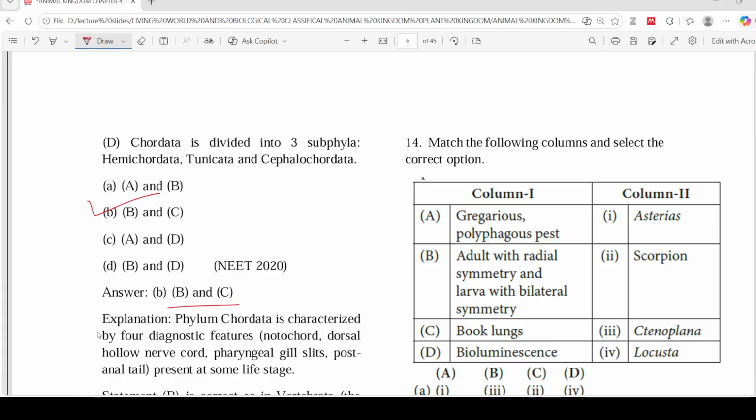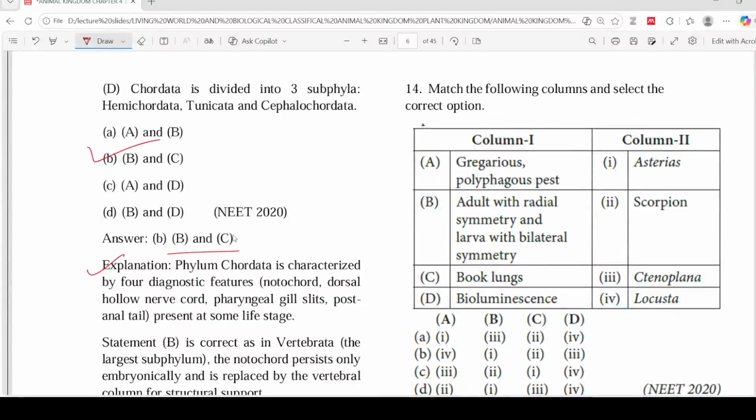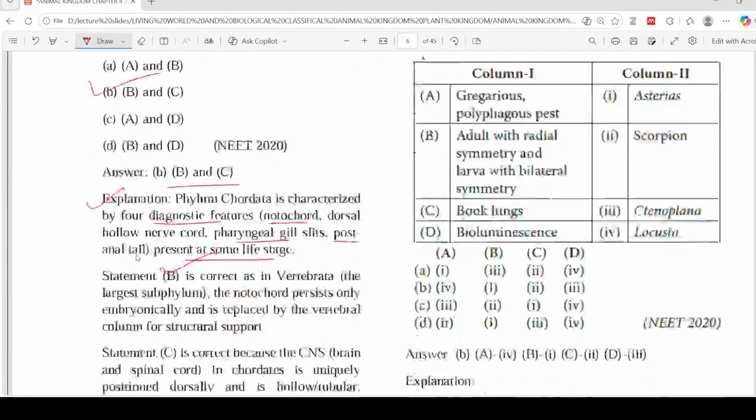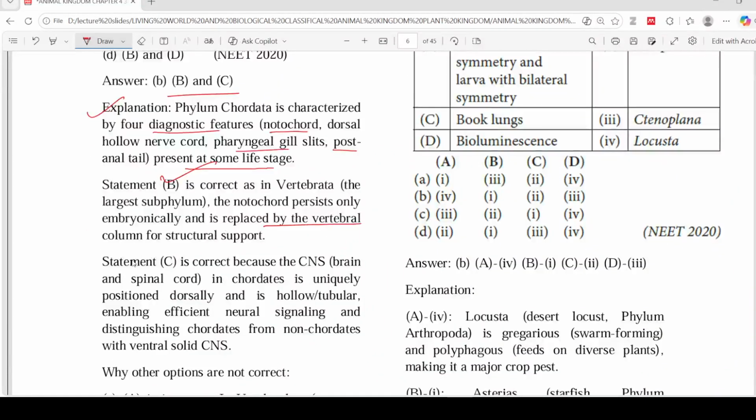So the explanation for this question is: phylum Chordata is characterized by 4 diagnostic features, which are notochord, dorsal hollow nerve cord, pharyngeal gill slits, and post-anal tail present at some life stage. Statement B is correct, because in vertebrata the notochord persists only in the embryonic stage and is replaced by the vertebral column for structural support. Option C is correct because the central nervous system in chordates is uniquely positioned dorsally and is hollow and tubular, enabling efficient neural signaling and distinguishing chordates from non-chordates with a ventral solid nervous system. So this is the explanation for this answer.